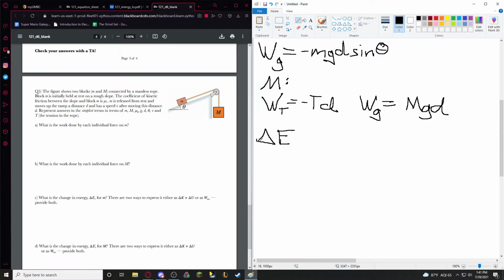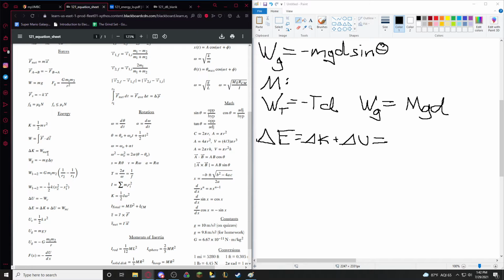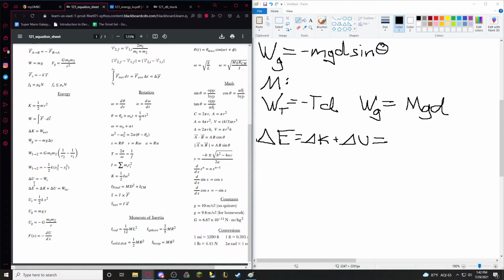The two formulas we learned were delta E equals the kinetic energy plus, it's called the potential energy. Delta K plus delta U. And then that's also equal to the non-conservative work done. Yep. So we have W and C.